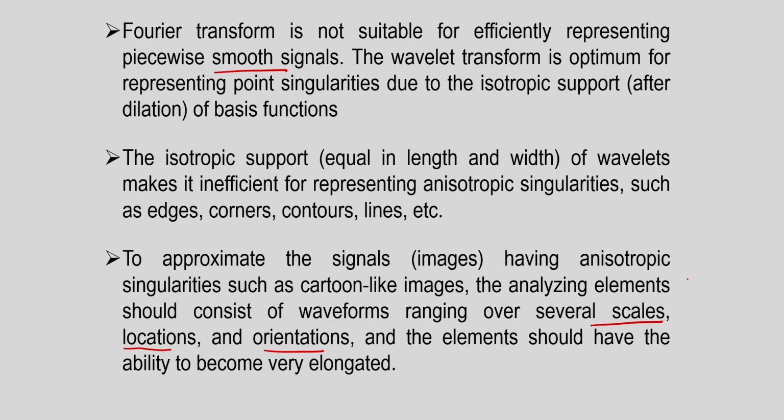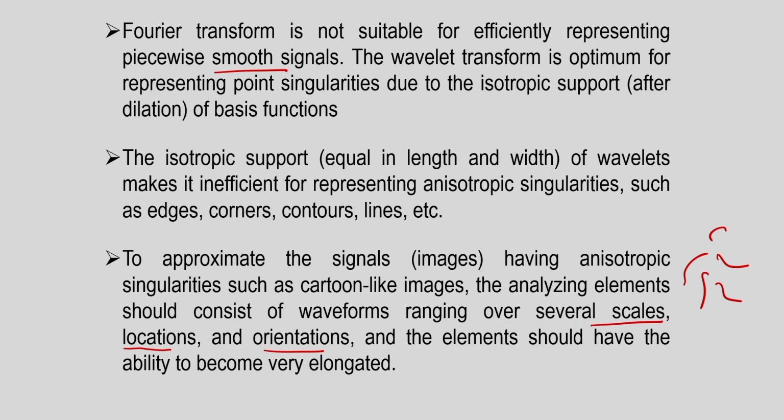Suppose I consider the representation of a cartoon image. That means it has edges, and corners or contours may be available. For this the wavelet is not good. So we have to consider some other transformation so that we can represent these anisotropic singularities. For isotropic support we can consider wavelets, but for anisotropic singularities the wavelet representation has a problem. So we have to consider some other transformation.